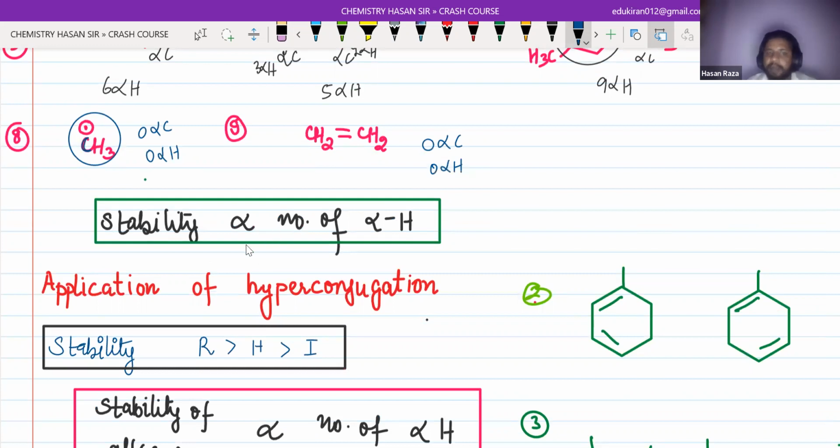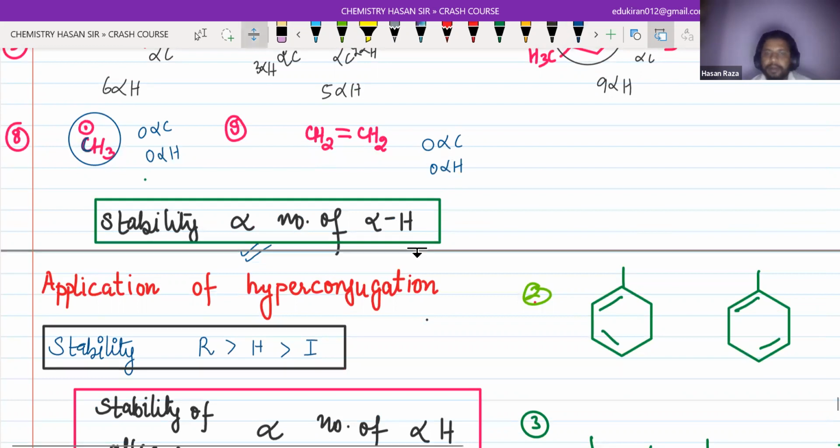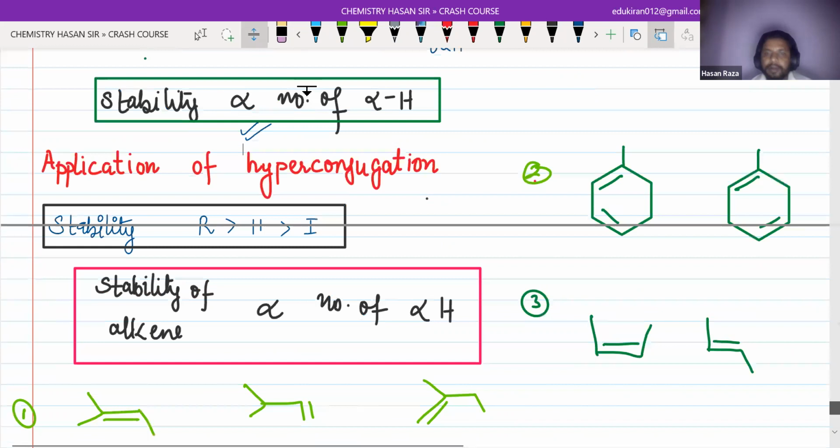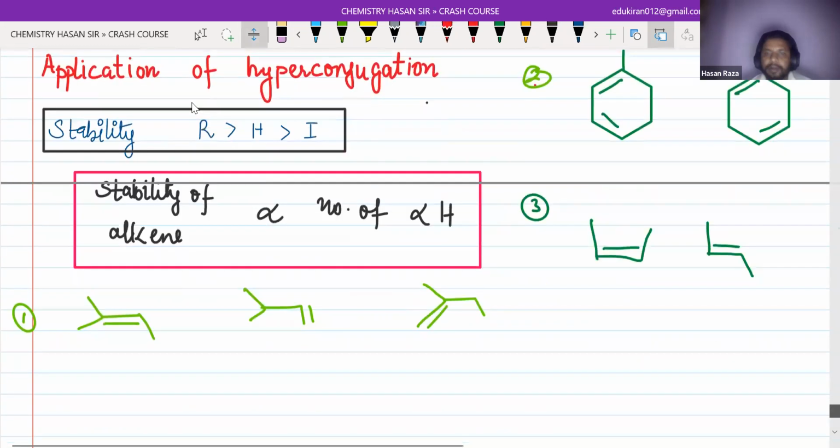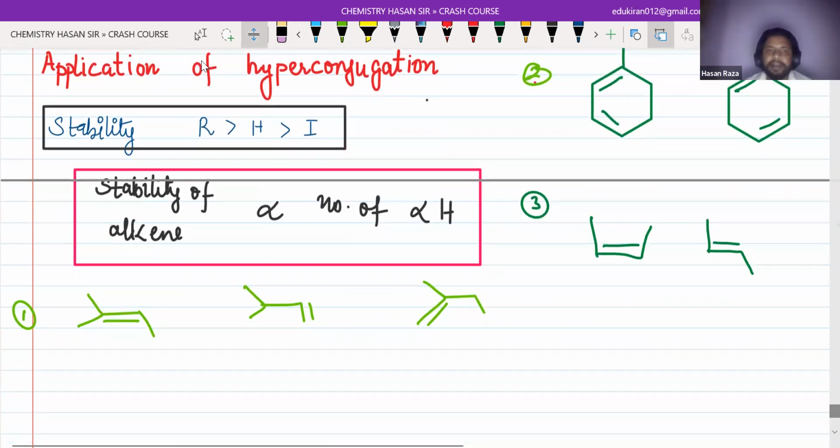Stability is directly proportional to number of alpha hydrogens. We give preference to resonance first in stability, and hyperconjugation and then inductive effect. We give preference in this way. Is that clear? Clear. Now, stability of alkene directly proportional.